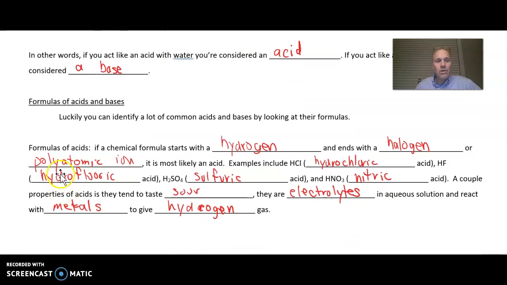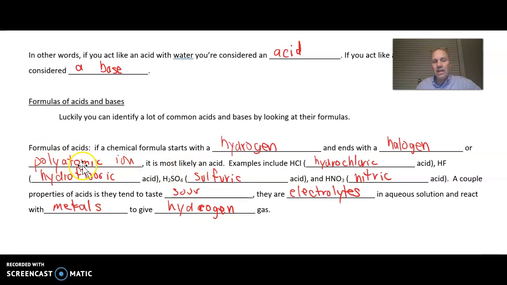All right. And recall that the formula of an acid, generally, if the formula starts with a hydrogen and it ends with a nonmetal, but generally that means a halogen, or if it ends in a polyatomic ion, it's most likely an acid. So, for example, if you had HCl, notice that it begins with a hydrogen and it ends with a halogen. That's hydrochloric acid. HF is hydrofluoric acid.